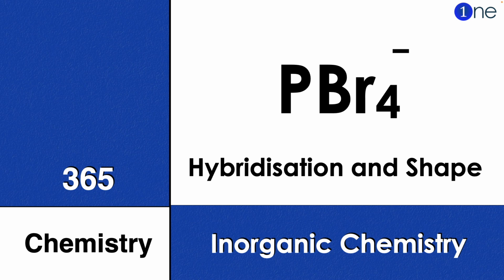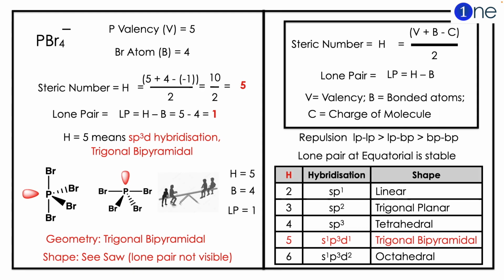Inorganic chemistry questions for you. Here they are given the phosphorus tetrabromide anion. You have to find the hybridization and shape of it. To find the hybridization, you should know the steric number.